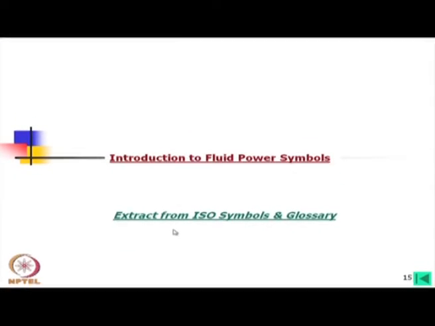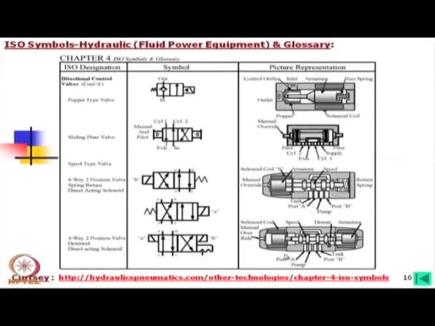Now, first I would like to show you the extract from ISO symbols and glossary. If we look into this figure, this is ISO symbols and glossary. This is chapter 4 of this reference. We have taken this from that reference. Let us look into this component. This is directional control valves, the continuation of directional control valves.